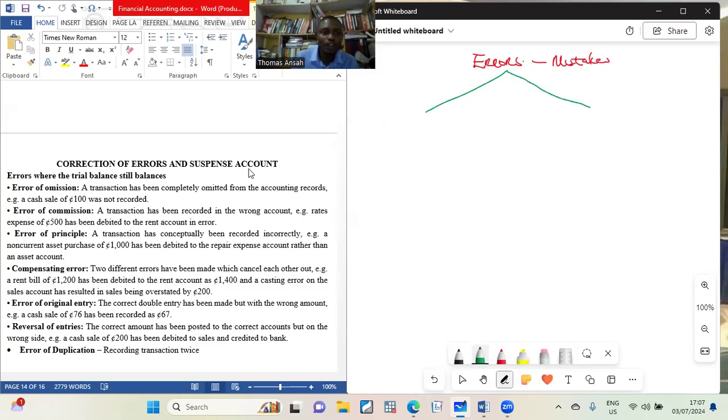All right, we have the errors that will happen, but still your trial balance will balance. Okay, so we have errors where the trial balance will balance. Then we have errors where the trial balance will not balance.